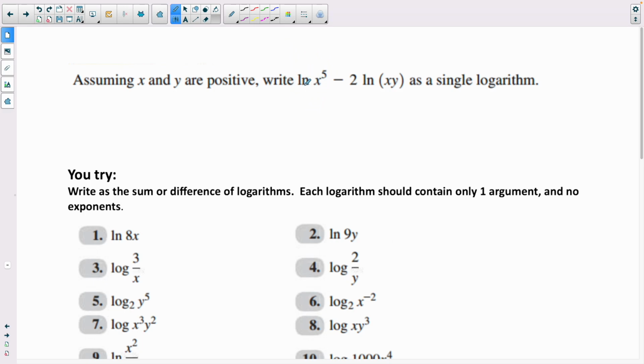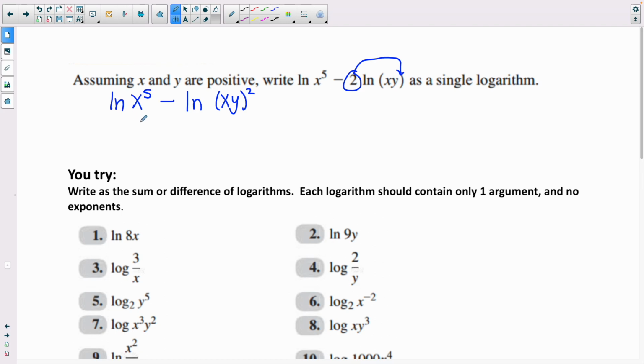So if I start here, I have the natural log of x to the 5th. There's nothing I can do with that, so I'm just going to rewrite it. Minus the 2 can move to the xy. So now I have xy quantity squared.